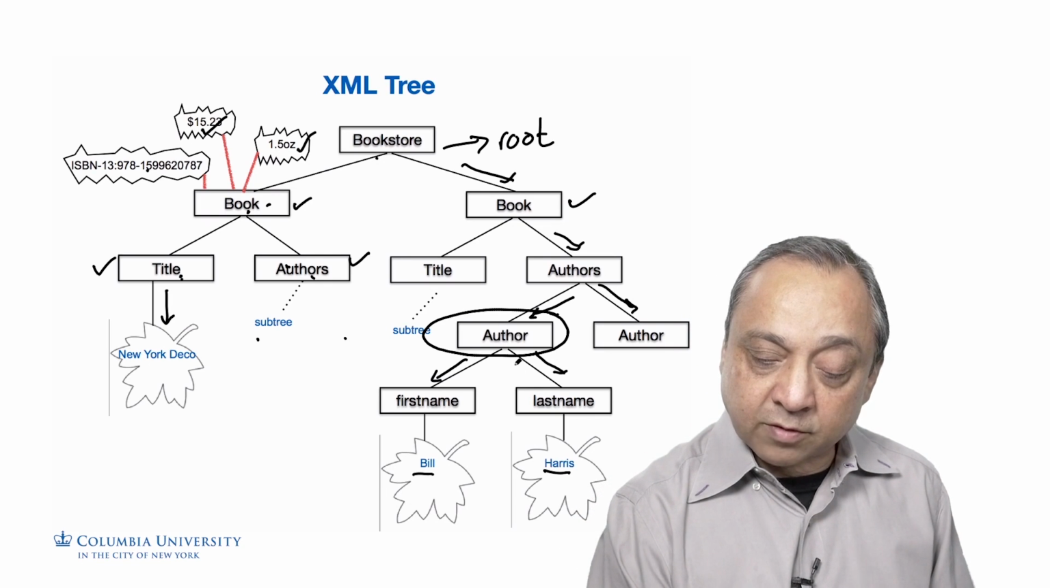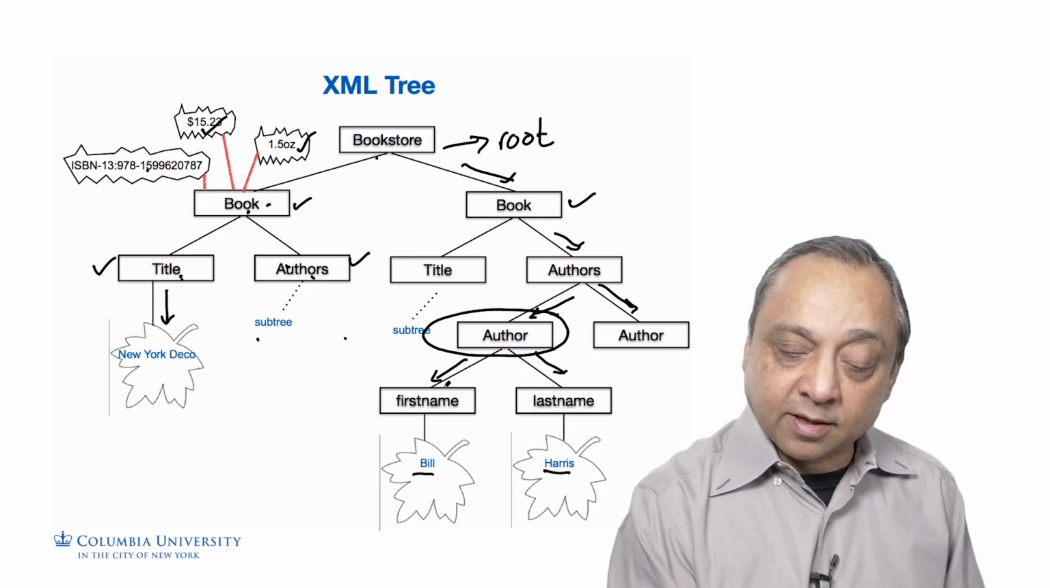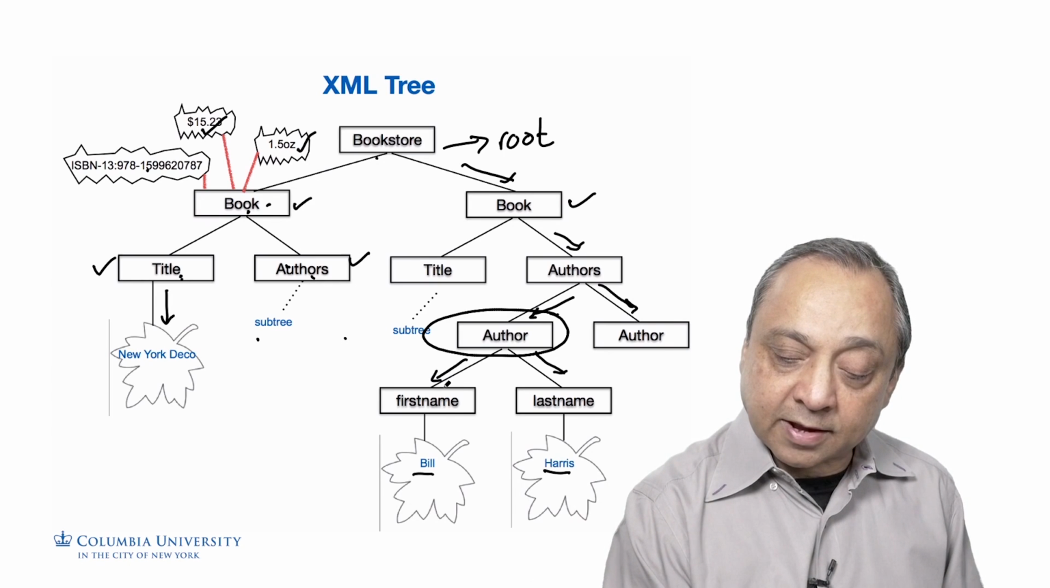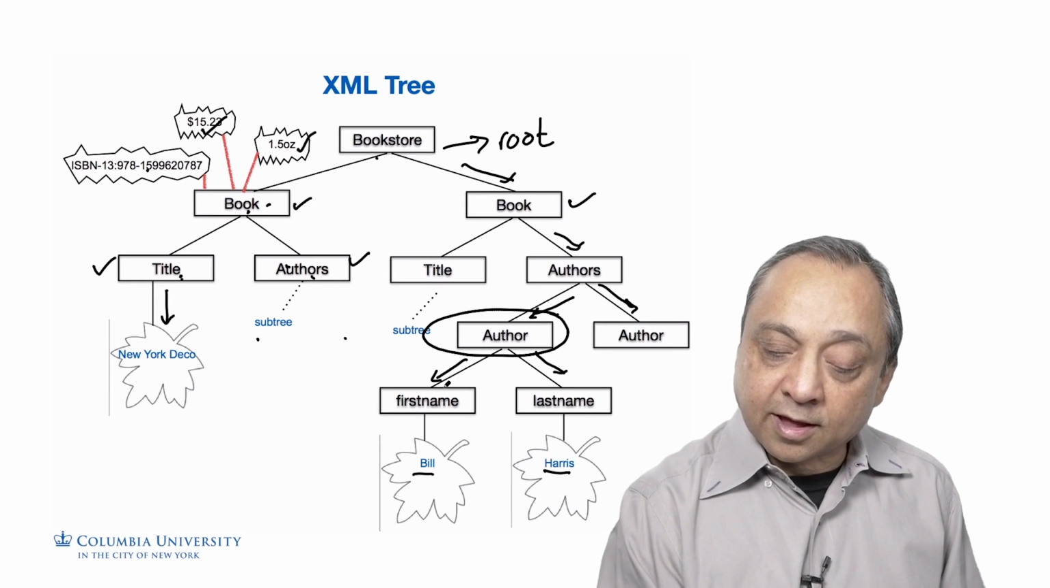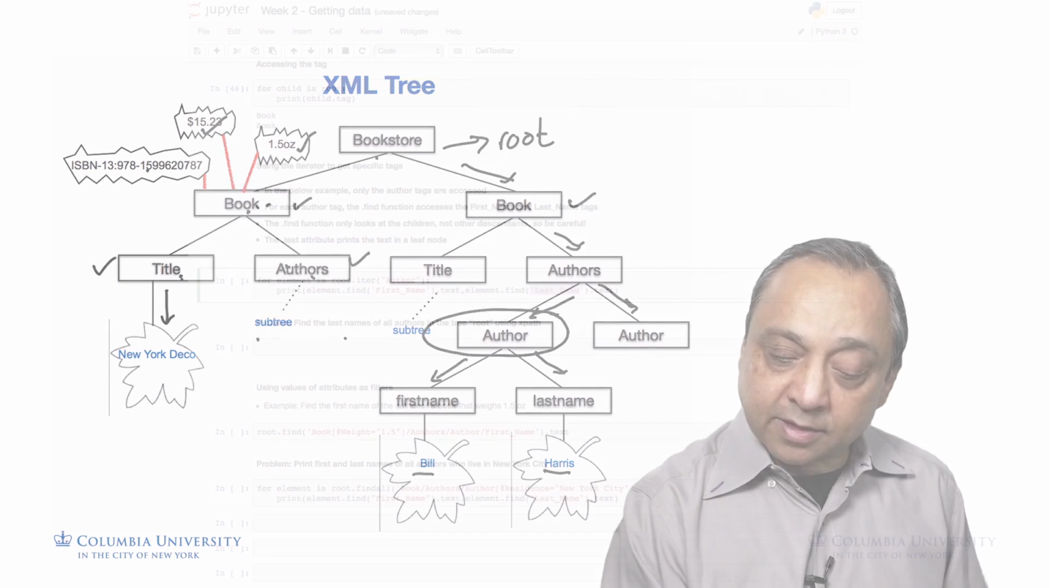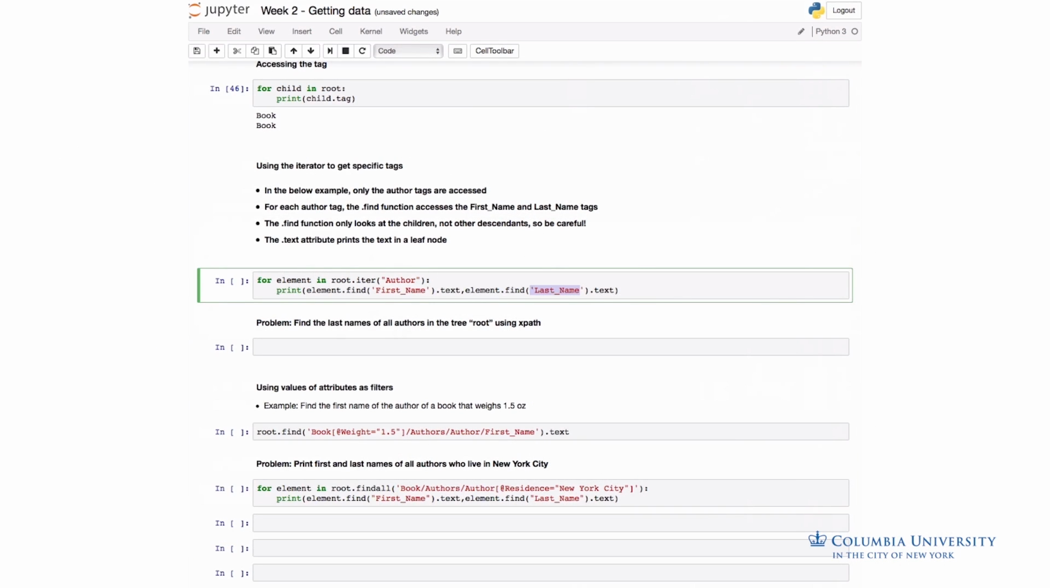So what we're going to do is go through our tree and look for any tag that has the name author, and then we stop at that tag and say get me the tag first name and the tag last name that belongs to the author. And this is only going to look down at the children, at nothing else. It's not going to look at any descendants. In this case, there aren't any, but it's not going to actually look at descendants.